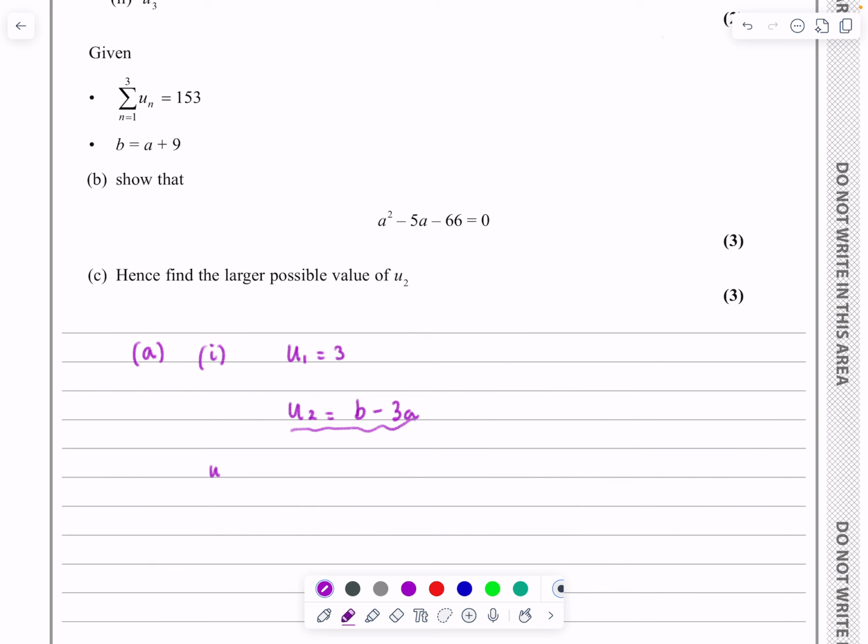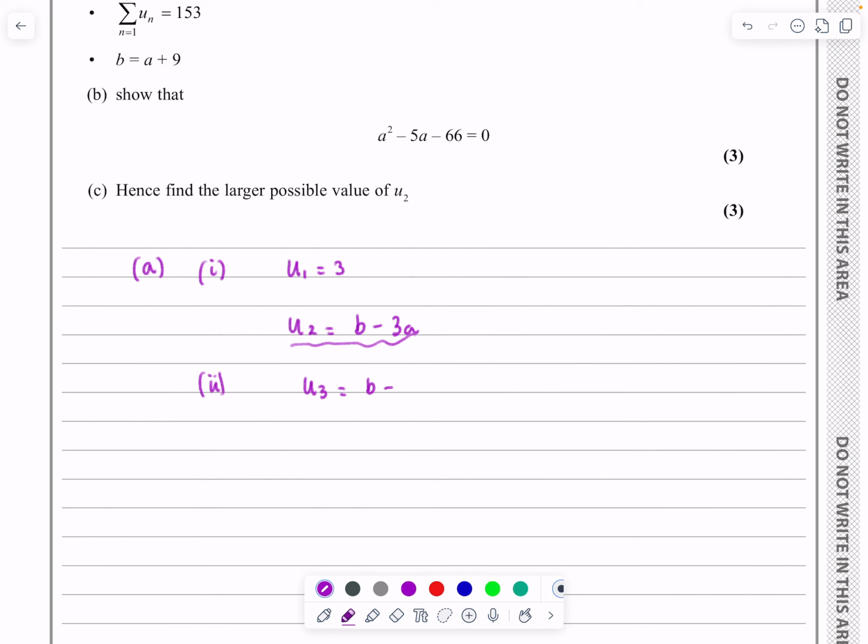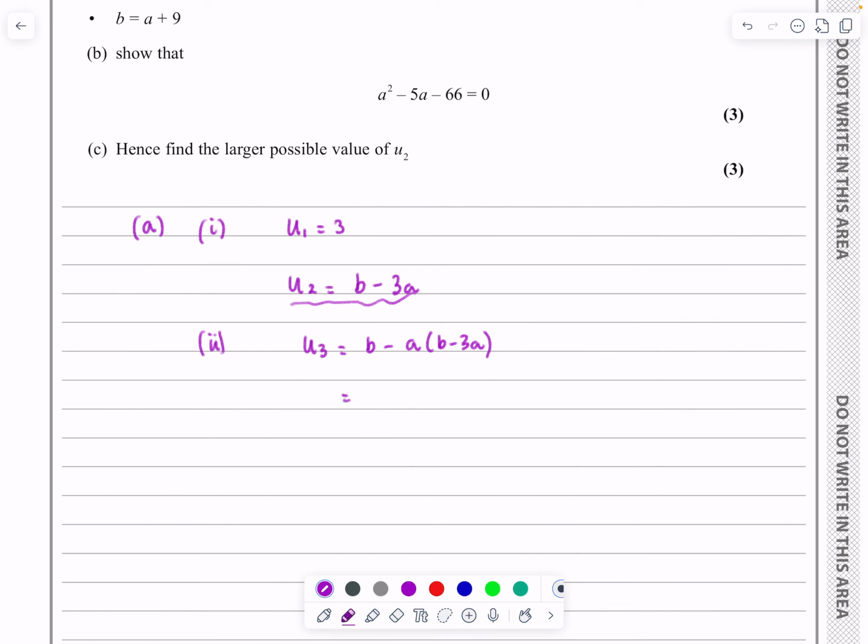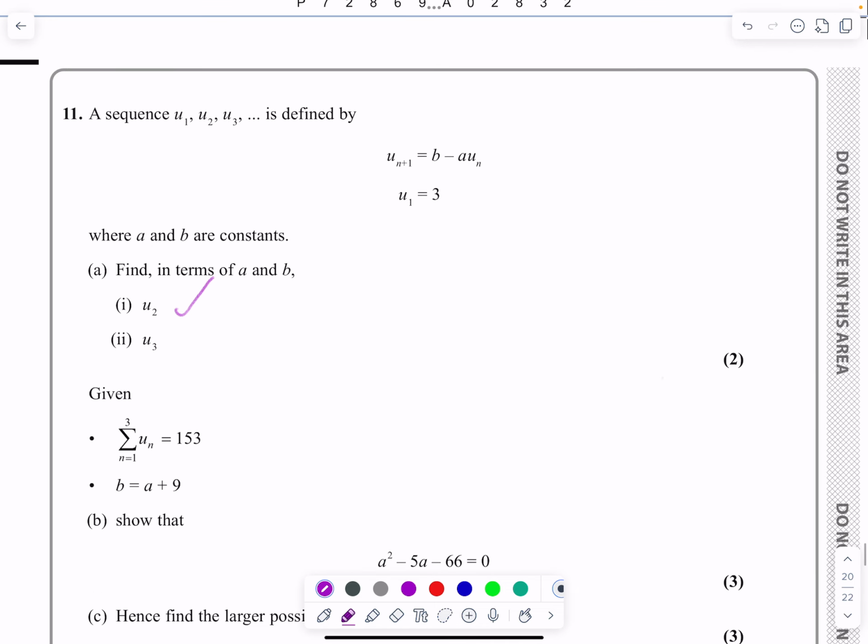And then part 2, working out U3, we'll follow the same process. U3 is B minus A times my previous term, and my previous term was B minus 3A this time. So that's the answer. We just need to tidy that up a little bit. They wouldn't let you just leave it like that. What does that work out to be? B minus AB, and be careful, plus 3A squared. So that's equal to U3. So we've done U2 and U3.